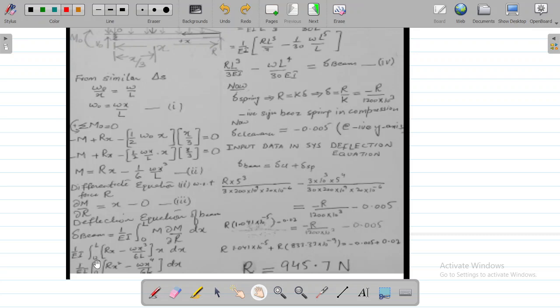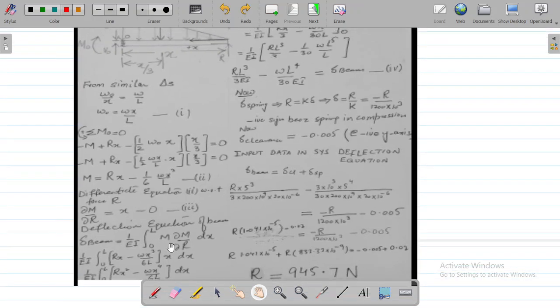1 upon EI, integral 0 to L, we put the value of M. This is the value of M that has been calculated, we put it here. Okay, and we multiply it with the differentiated dou M over dou R value, which is x, into dx. Okay, now we multiply x with the terms in the bracket, we get 1 over EI, integral 0 to L, of Rx squared minus omega x to the power 4 over 6L.